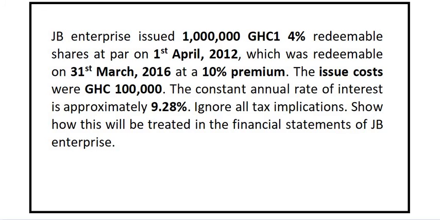The question has been read. It is left for us to discuss the key points that have been bolded. So JB Enterprise issued 1 million. That is the number of redeemable shares, the countable number. Each share costs 1 Ghana cedi, as stated here. So 1 Ghana cedi times 1 million gives us 1 million Ghana cedi, which means the par value of the redeemable shares is 1 million Ghana cedi.